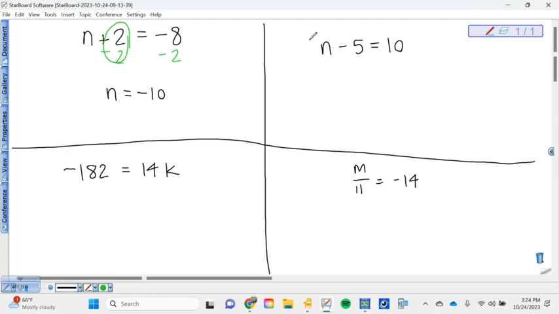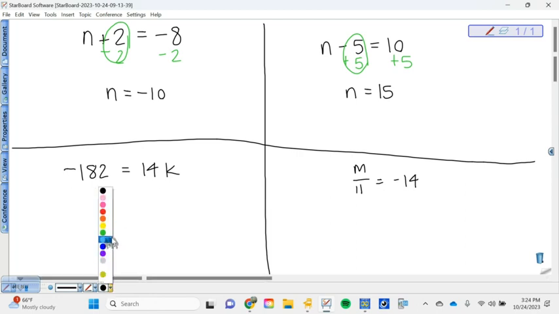Am I moving a factor away from n or a term away from n? What's the term that I need to move? Yeah, that 5. How do I get rid of the 5? Yeah, I have to add 5 because that's the opposite of -5, right? That's going to get me to 0. So I add 5 to both sides. And so I've got n all by itself over there. n is equal to 10 plus 5. Good. What about this one?